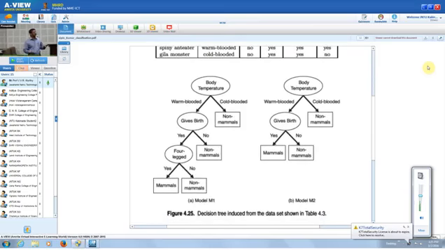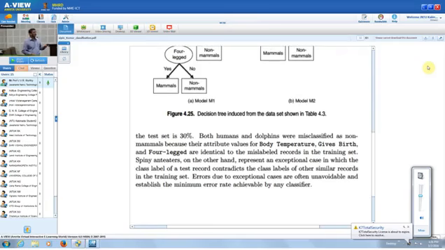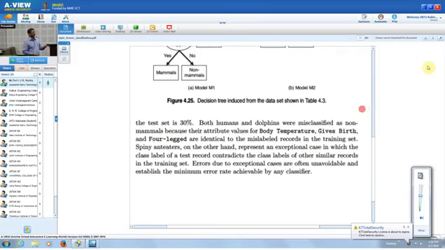Because of this, the classification has come like this. Body temperature: warm-blooded, cold-blooded; gives birth: no; four-legged: no; then it is mammal and non-mammal, and so an erroneous thing has come. See, the body temperature, gives birth and four-legged attributes are identical to mislabeled records of the training set. That's what it wanted, so those erroneous things will be there. Next slide, please.